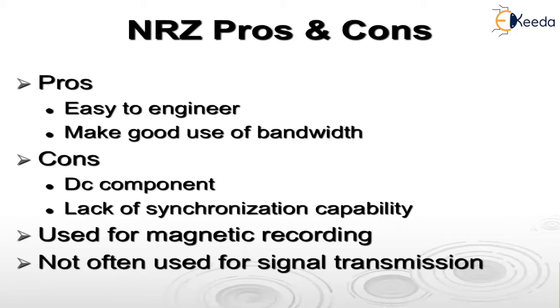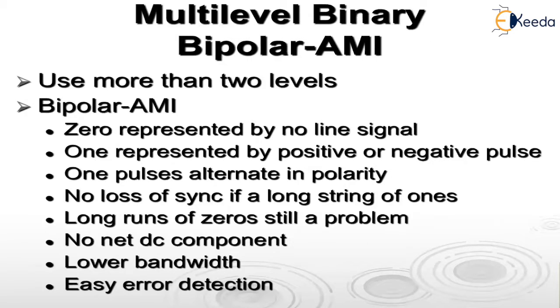Then multi-level binary: bipolar AMI. A category of encoding technique known as multi-level binary addresses some of the deficiencies of the NRZ codes. These codes use more than two signal levels. In the bipolar AMI scheme, a binary 0 is represented by no line signal and the binary 1 is represented by a positive or negative pulse. Binary 1 pulses must alternate in polarity.